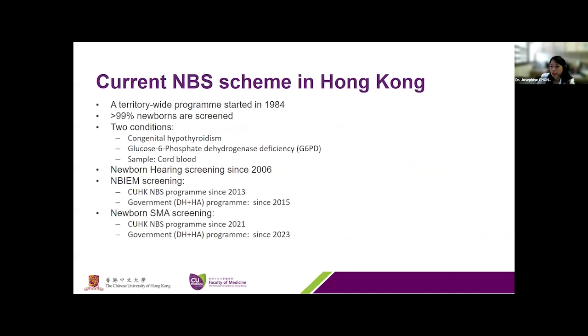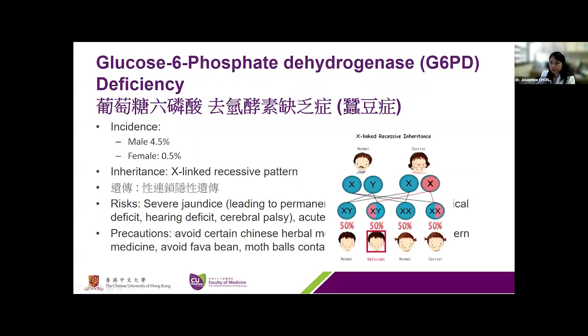In Hong Kong nowadays, we have newborn metabolic screening, and we also have newborn SMA screening. In the past, back in 1984, there were only two conditions screened, congenital hypothyroidism and G6PD, using cord blood. Since 2013, starting from the CUHK program, newborn metabolic screening was added, and later, with evaluation of different programs, new items have been added to the newborn screening program from CUHK and also to the government program.